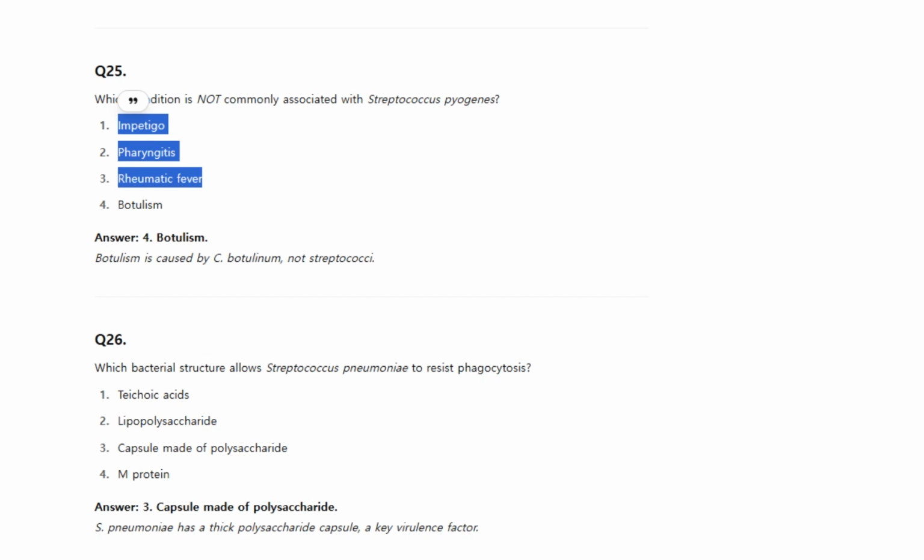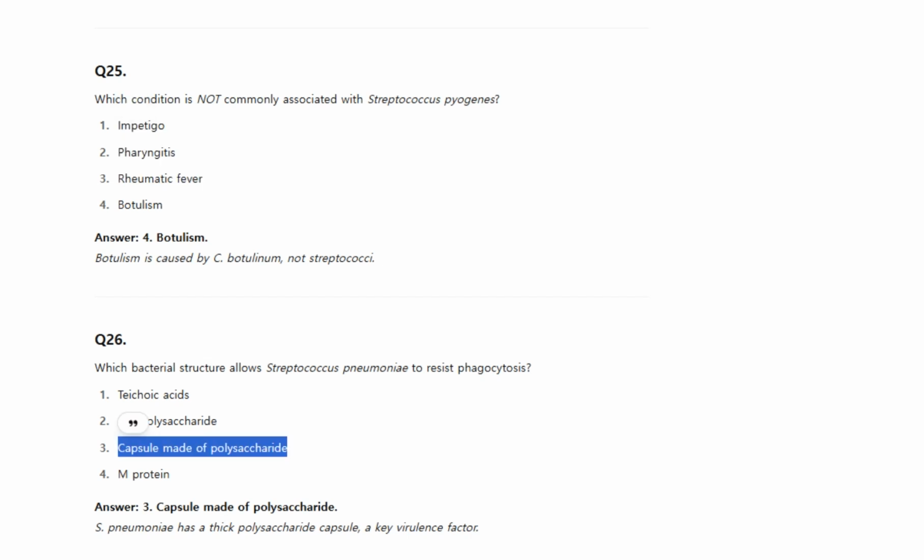Q26. Which bacterial structure allows Streptococcus pneumoniae to resist phagocytosis? 1. Teichoic acids. 2. Lipopolysaccharide. 3. Capsule made of polysaccharide. 4. M protein. Answer 3. Capsule made of polysaccharide. S. pneumoniae has a thick polysaccharide capsule, a key virulence factor.